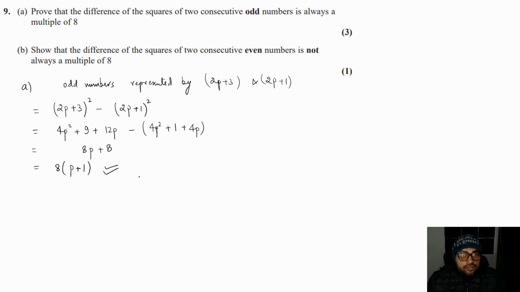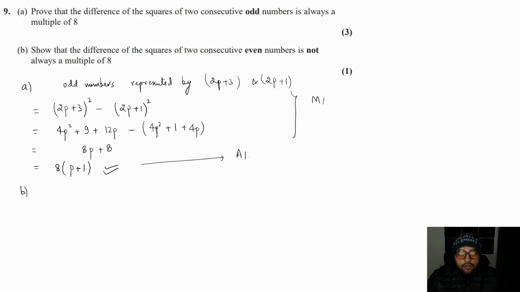Okay, so this is the solution of the first part. For the second part, student, show that the difference of the square of two consecutive numbers is not always a multiple of 8. For this part, first of all you will score M1, and for the accuracy we'll get A1 here. For the second part, student, it is a very easy part, and we'll get a B1 for this question.